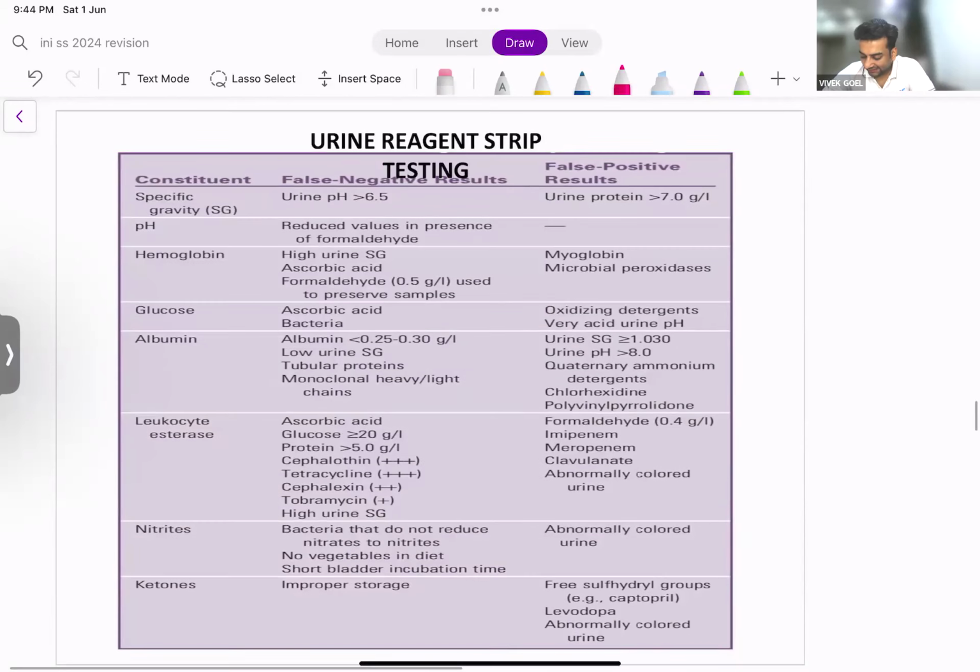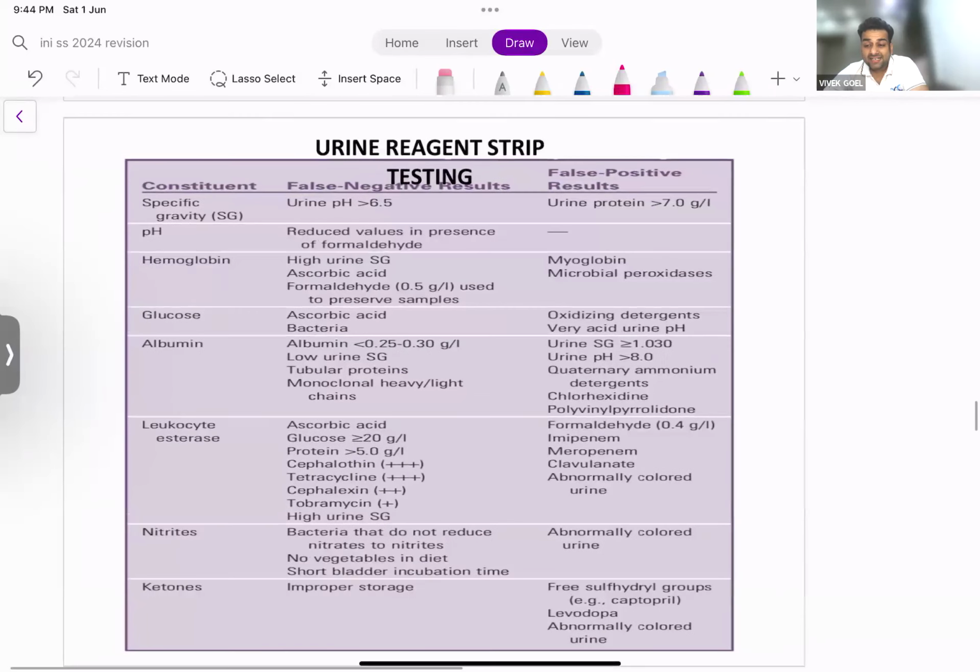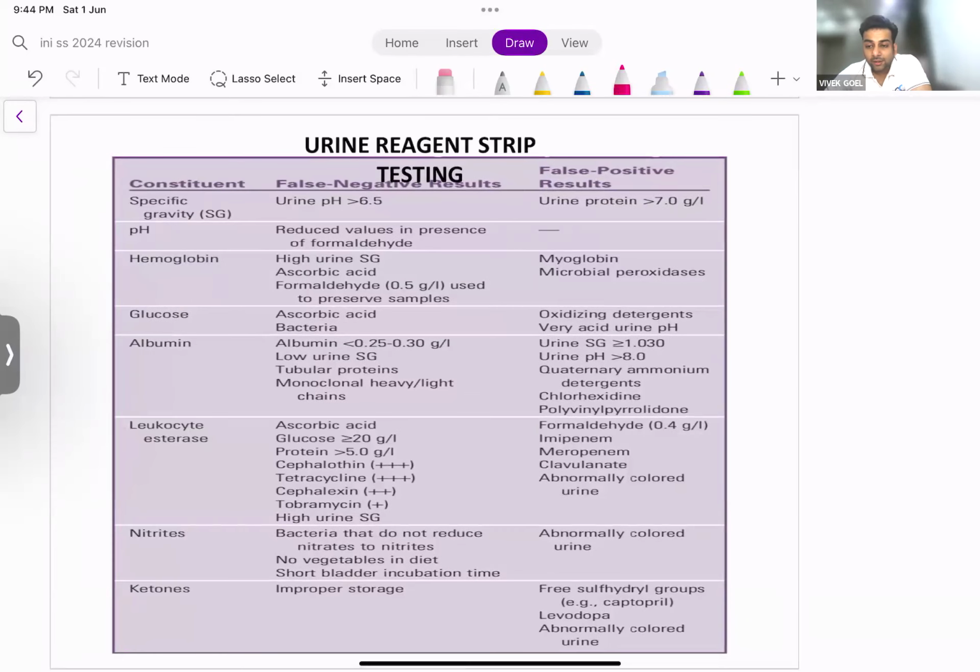So these are the fallacies which I have already discussed with you guys. What gives a false positive and what gives a false negative. What is very, very important for you guys is to remember the fallacies of hemoglobin presence, albumin presence, nitrite presence. This will be very commonly tested in your clinical practice, where you will be getting a lot of patients coming to you with urine reports.